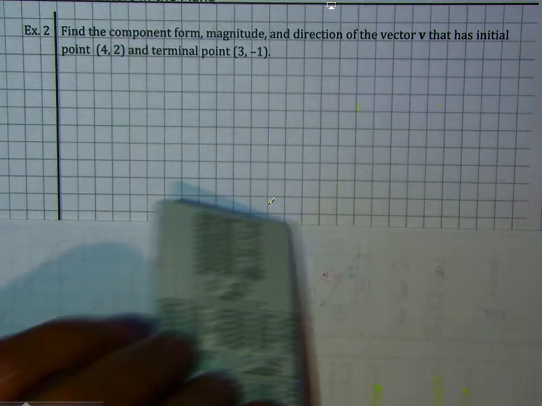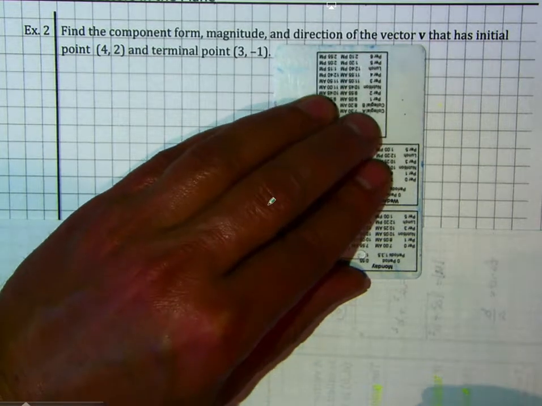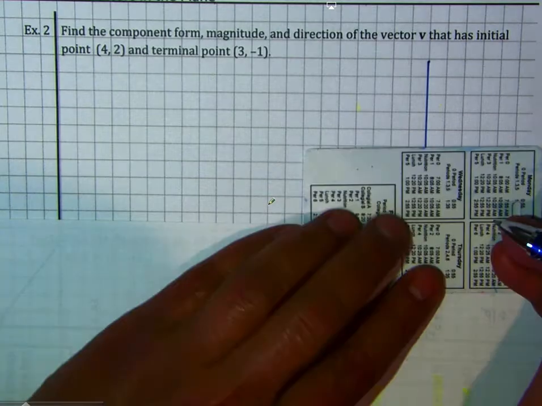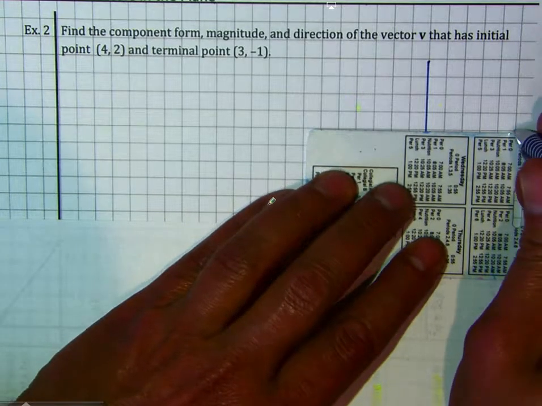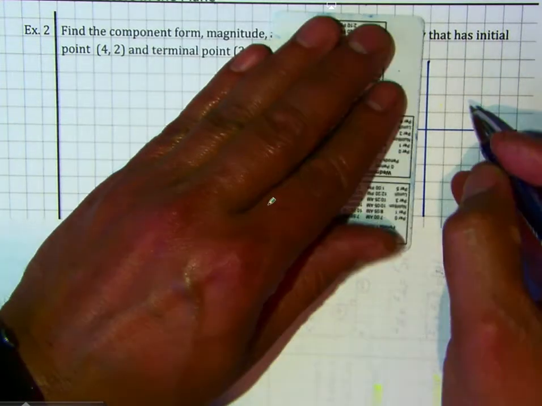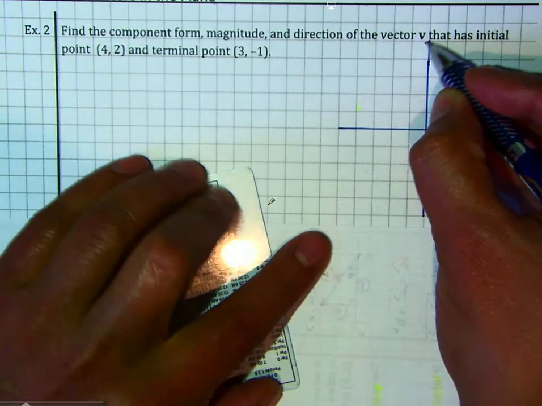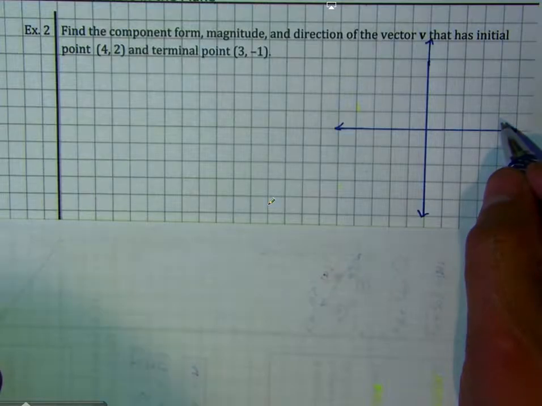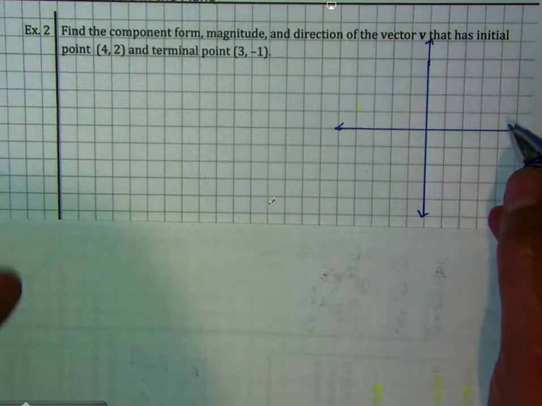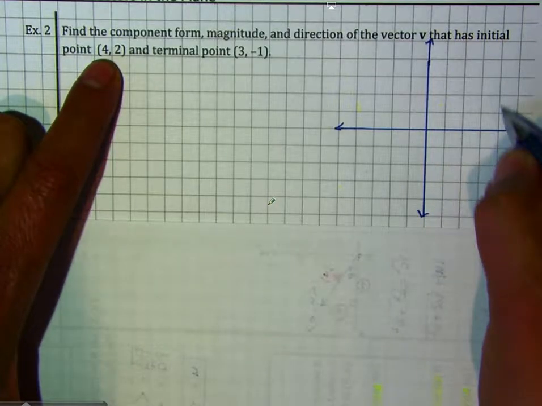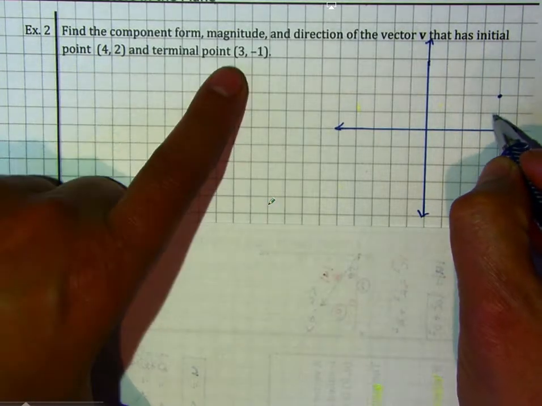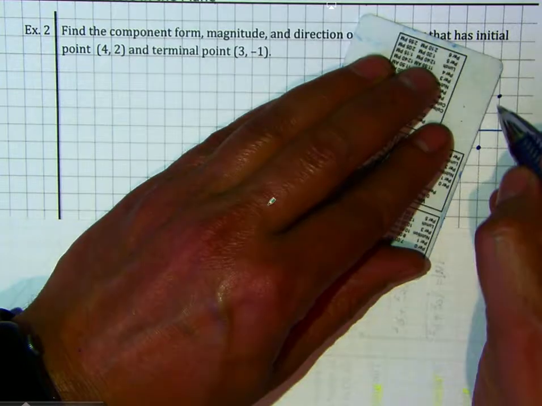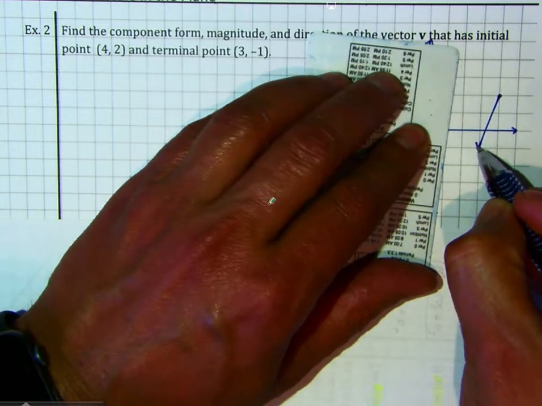Now, one of the things that you want to make sure that you do is make an x and y axis and plot it. Otherwise, you might end up with the incorrect direction. So I'm going to make it 5 by 5. And I know some of you will refuse to graph it, and that's when you will be missing very easy questions on the test. Same thing as before. So 4, 2, that is your starting point, and your terminal point is (3, negative 1). So notice that now our vector is starting from here and is going there.